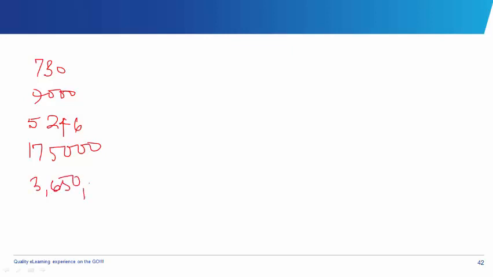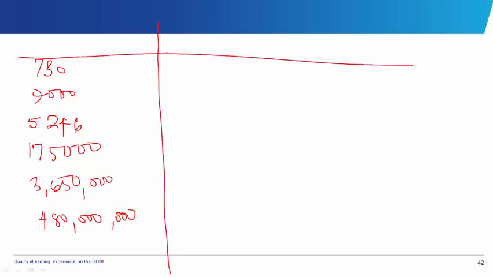Okay, now let's look at problems involving standard form. Express the following numbers in standard form. We have 730, 9,000, 5,246, 175,000, 3,650,000, then 480 million. Also express these numbers in standard form.